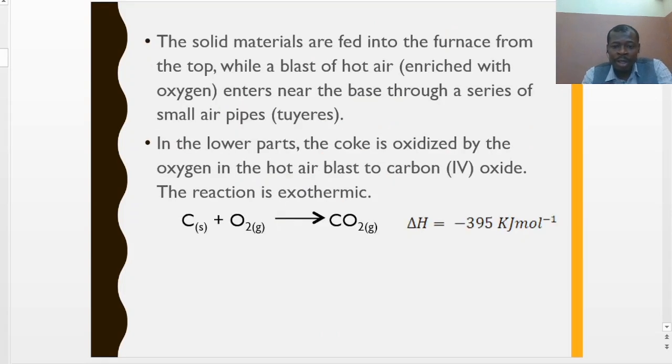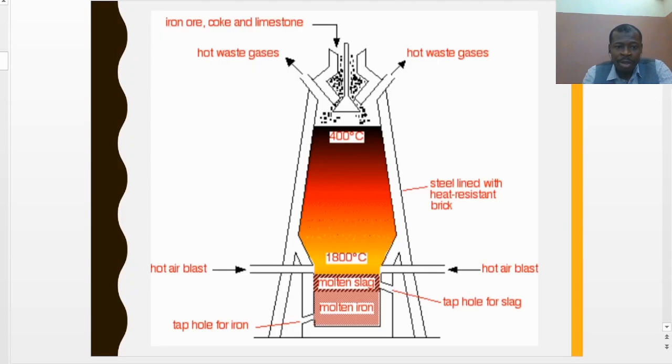Now, the solid materials are fed into the furnace from the top. So we can see here the furnace. All these solid materials are placed into the furnace here from the top.